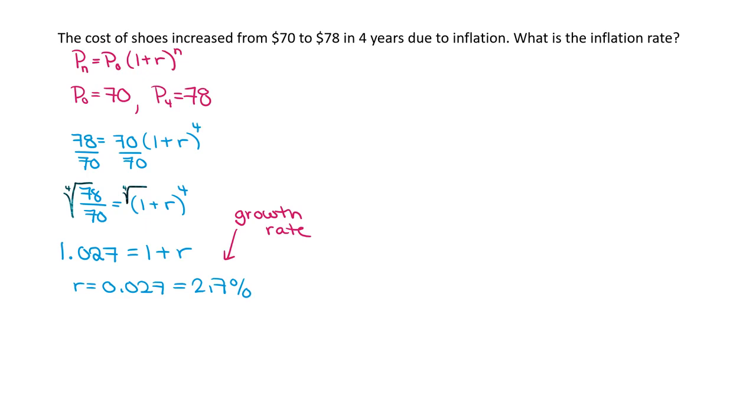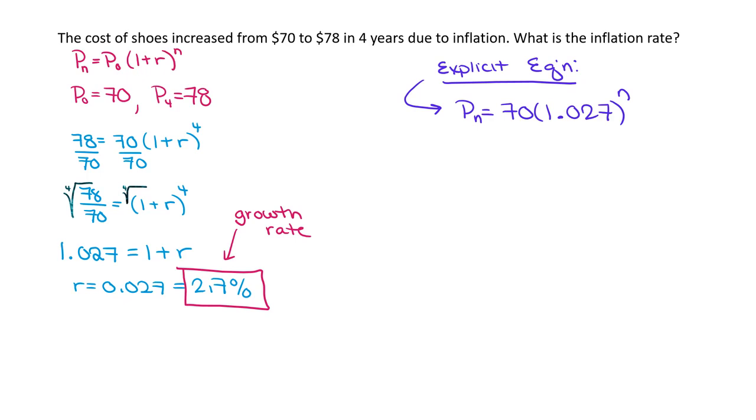So I'm done with this problem. That's my final answer, 2.7%. But I do want to emphasize, if the problem wanted us to write an equation, we have enough information to do that now. We could write an equation, Pn equals, our starting value is 70, so I plug that in, 70. And then my 1 plus r is the 1.027. So I could just take that 1 plus r, plug that in, and then to the n. And so there's an equation that I could use if I wanted to predict the cost of these shoes in, say, 10 years or 20 years.